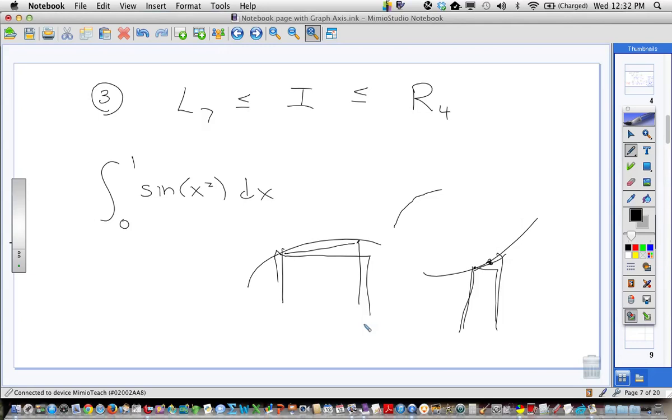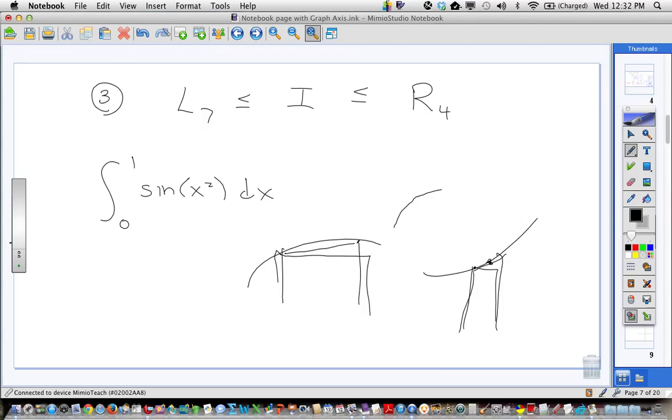34. May be true. We don't know. Trapezoid midpoint depends on concavity, so we don't know which one is under, which one is over. So that may be true. Okay, so you'll get a chance to do some more like that. Ask about those. Okay, let's talk about 51.